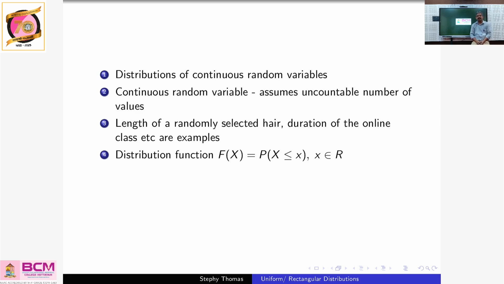The distribution function of a random variable is denoted by capital F of x, equal to the probability that the random variable X assumes a value less than or equal to small x, where small x can be any real number. For any continuous random variable, keep in mind that the probability of X equal to c is 0, whatever the distribution. With this in mind, we will move on to the rectangular or uniform distribution.